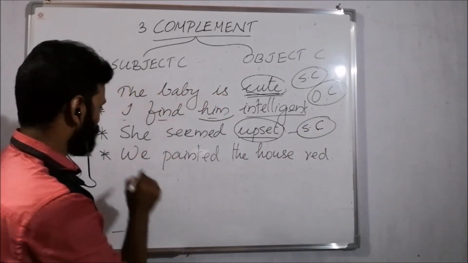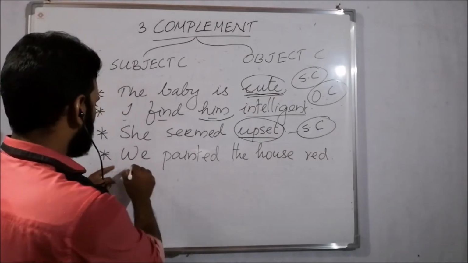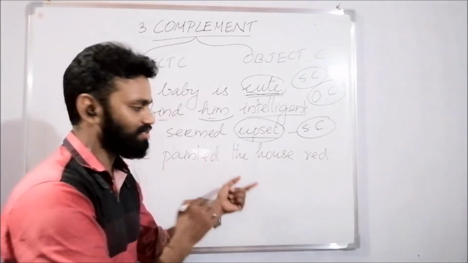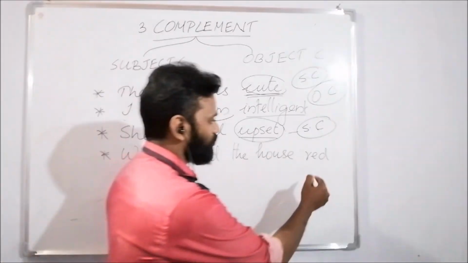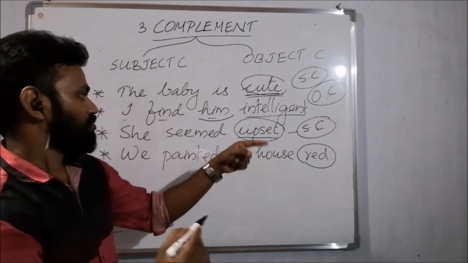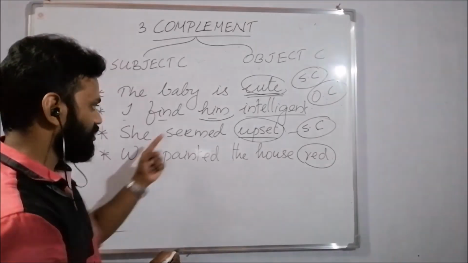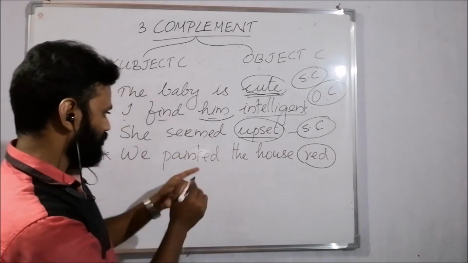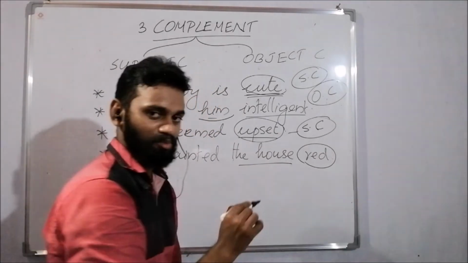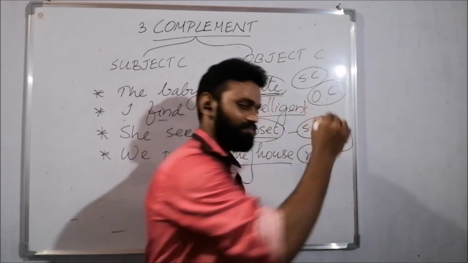And now the last one. We painted the house red. Now, we is the subject, painted is the verb, the house. What did we paint? This is the object. Now there's one more word, red. And whom or what does this word qualify? Is it we or the house? We know we can't be red. It is the house. So house is the object. Therefore, this is object complement.